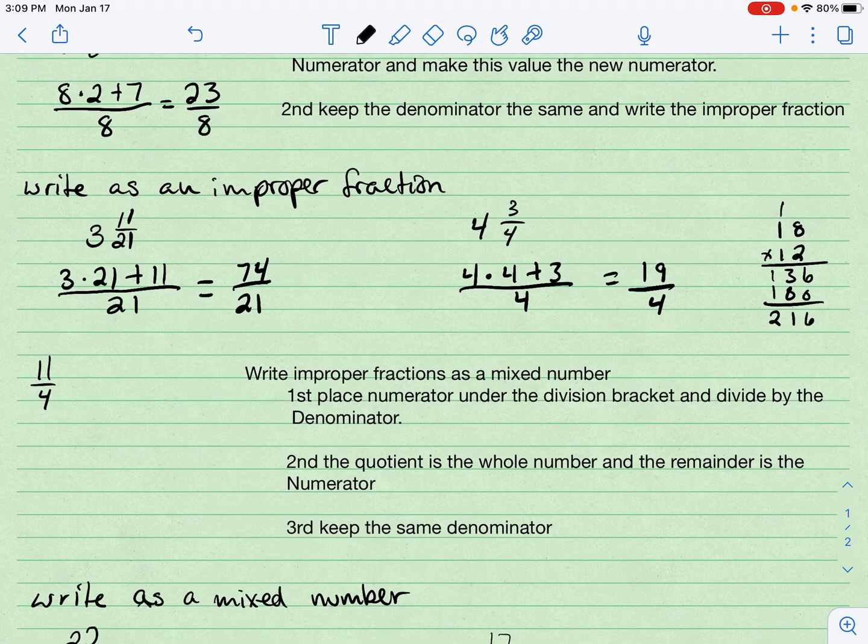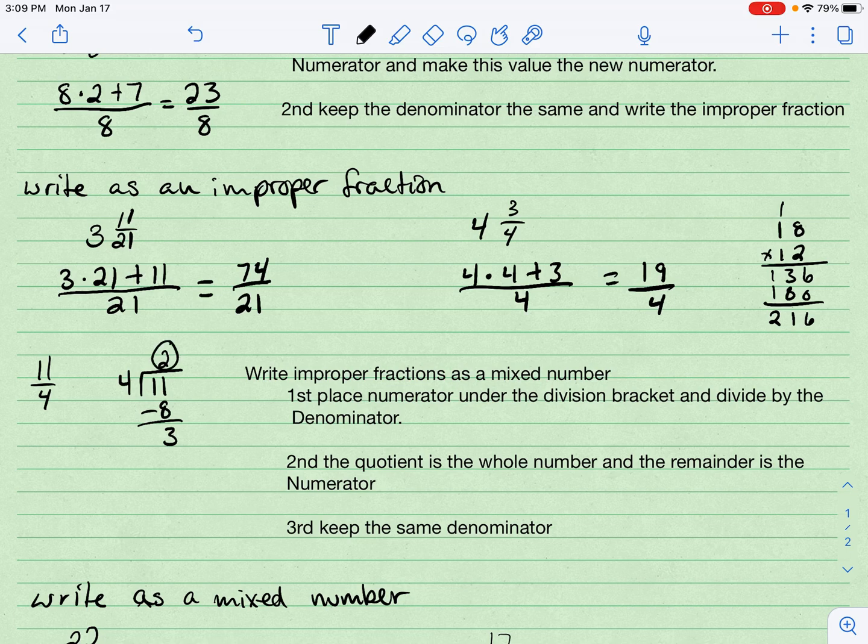Okay, writing improper fractions as mixed numbers. So now we're trying to go from an improper fraction to a mixed number. So the first step is going to be division. First place the numerator under the division bracket and divide by the denominator. So 11 goes under the bracket. We're dividing by 4. Okay, 4 can go into 11 twice. 2 times 4 is 8. 11 minus 8 is going to leave us with 3.